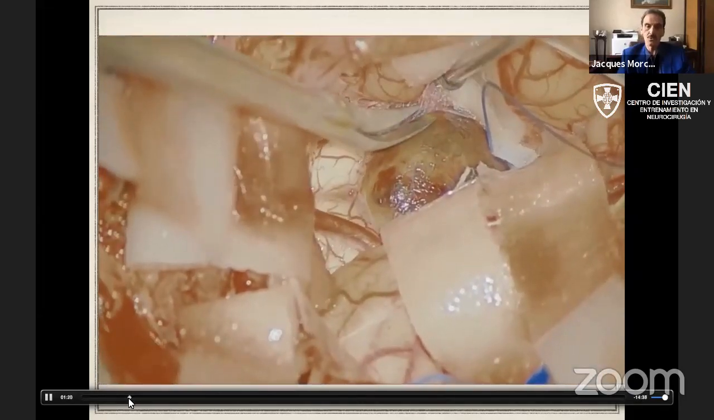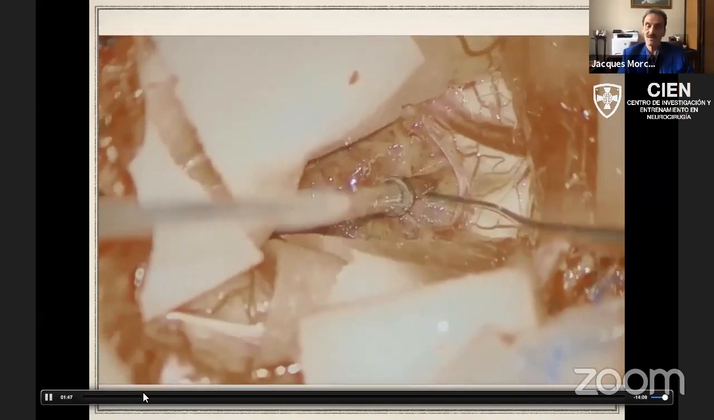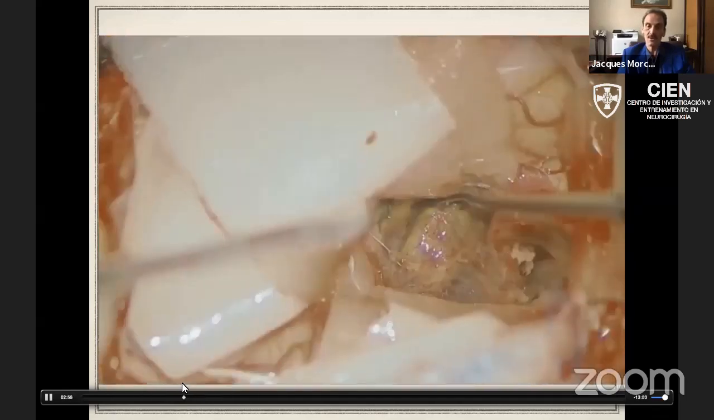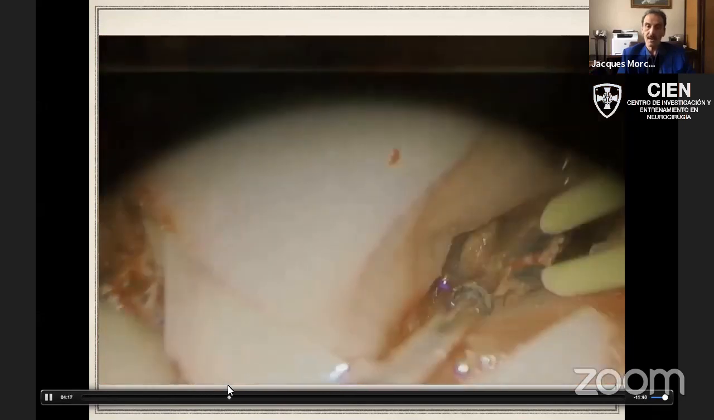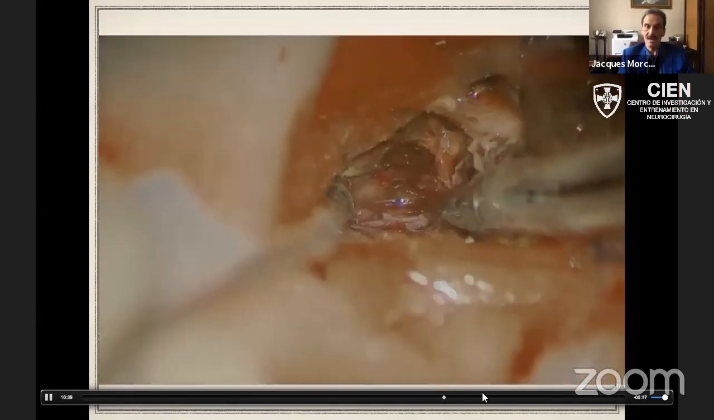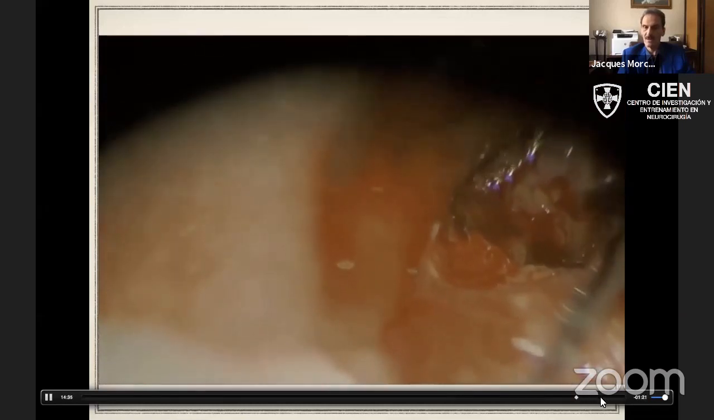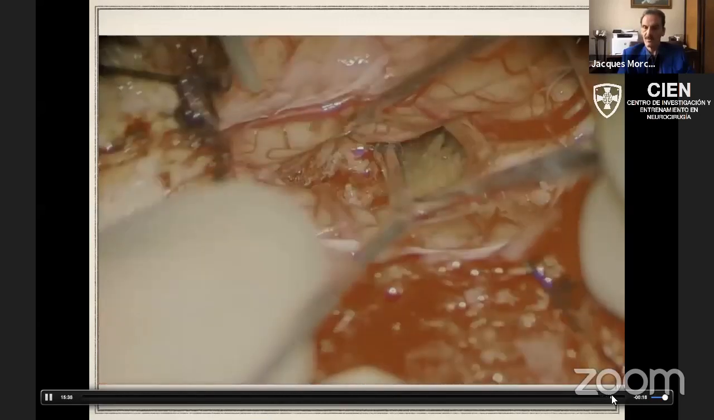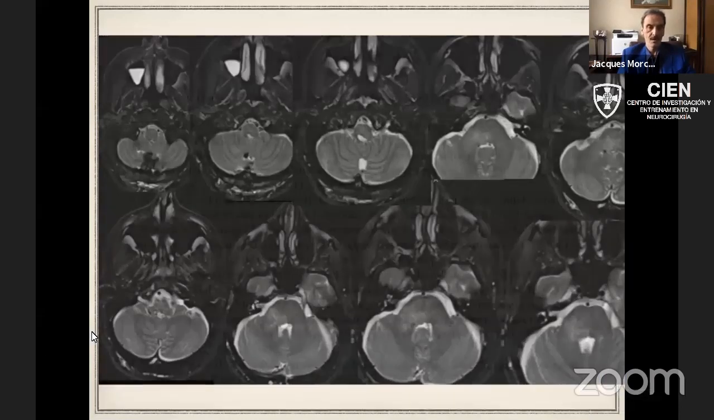You map it, you take a NIM stimulator, and you make sure you're preserving the facial. Here is a NIM stimulator. I like to use it as a dissector to go around the lesion, make sure I am saving the facial colliculus. And at the end, the video is not perfect quality. There was some technical issue with the binoculars, but you get the idea. Post-op imaging is a complete resection.